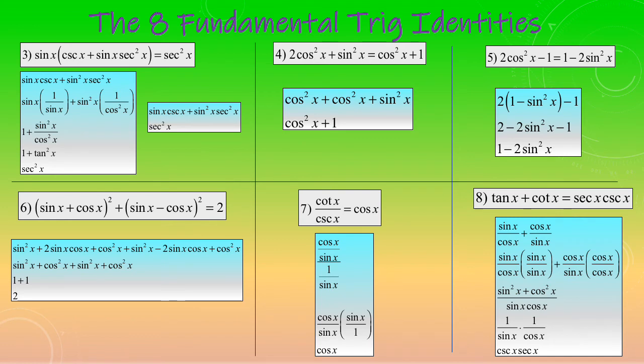So we can now split the denominator and write this as 1 over sine of x times 1 over cosine of x, and we are left with cosecant of x, secant of x, which is what we are trying to prove.